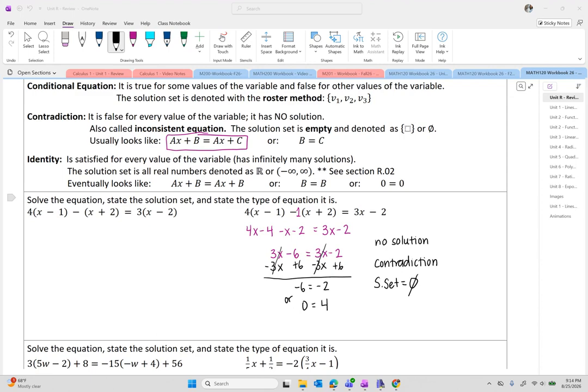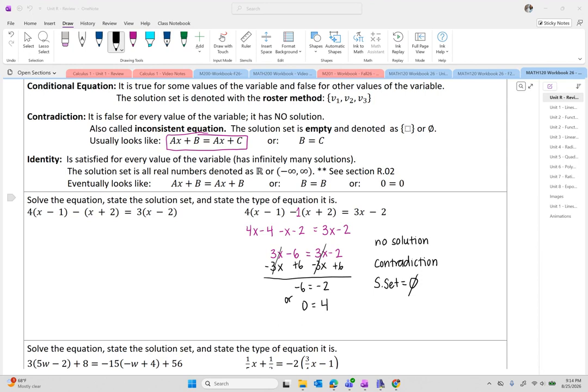There is another type of equations that are called identities. They are true always, regardless of the value of x. The equation has infinitely many solutions. The solution set is all real numbers. We use the notation R for the real numbers, or interval notation, to denote the real numbers as the set from negative infinity to infinity.